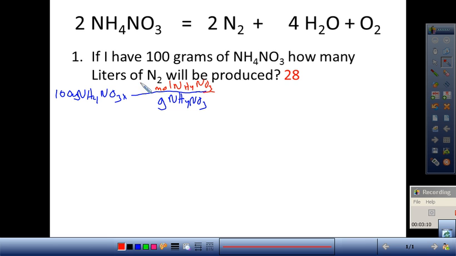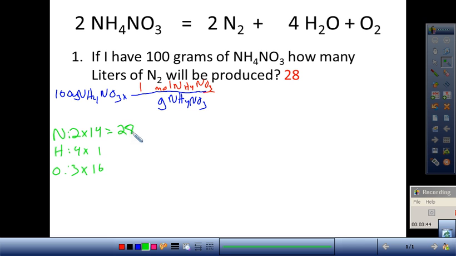Alright, there's 1 mole in the fraction, so I'm going to use number 1. My grams, I go to the periodic table. I have 2 nitrogens. I have 1 here and 1 here. I have 4 hydrogens. There's 4 right there. And I have 3 oxygens. I go to my periodic table. I look up nitrogen. It tells me it's 14. I look up hydrogen. It tells me it's 1. I look up oxygen. It tells me it's 16.